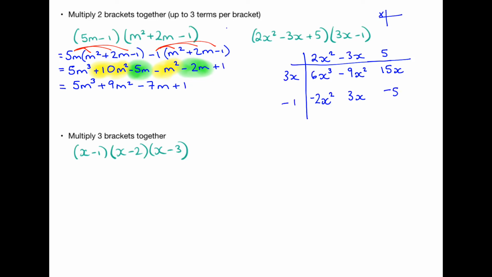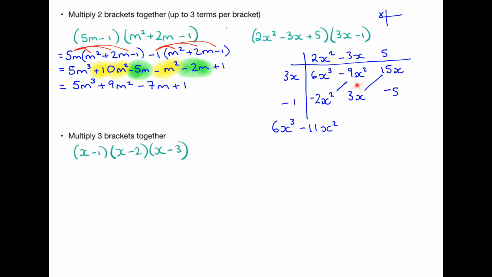Okay, so looking to see what we can collect together, simplify, so collecting like terms, that's what I was trying to say. So we've got our x squared there, and there, and we've got our x's there and there, so that's what we're going to be simplifying. So we've got 6x cubed, and then in x squared, we've got minus 2x squared there, and minus 9x squared there, so we've got minus 11x squared altogether.